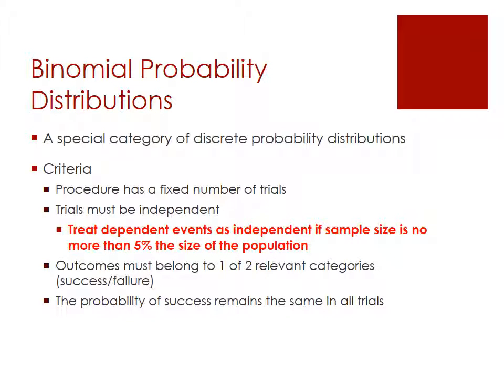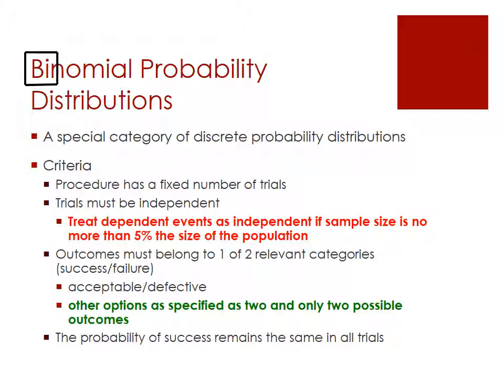Now, keep in mind that if we apply our 5% rule here, that means that if we have dependent events, but the sample size is no more than 5% of the size of the population, we can still treat them as independent and we could still consider a binomial probability distribution.